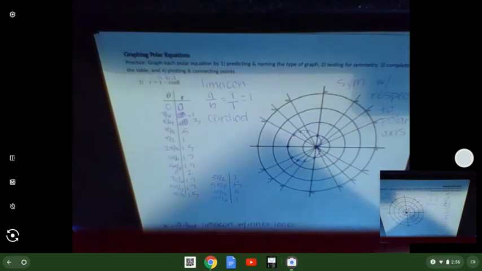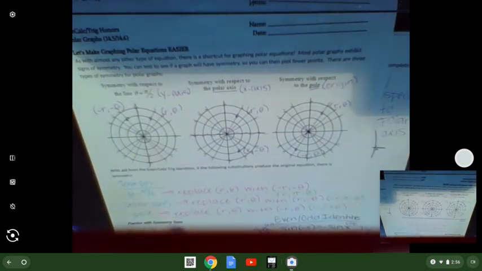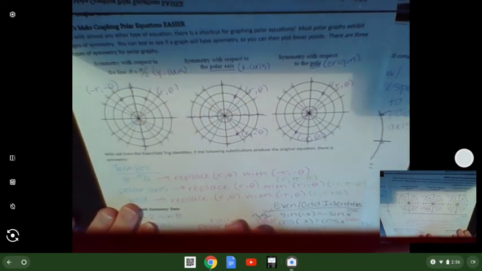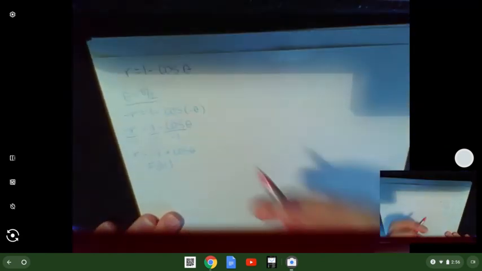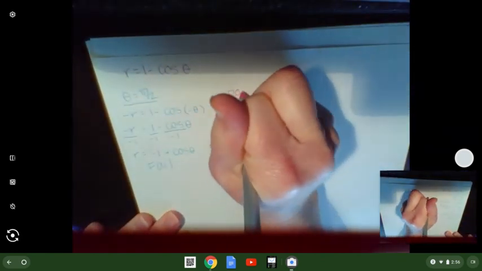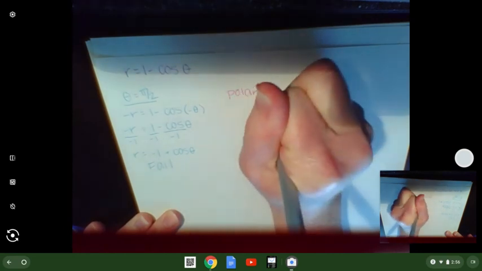So next symmetry test, we are going to go with symmetry with respect to the polar axis. We are going to replace r, theta with r, negative theta for the polar axis test.